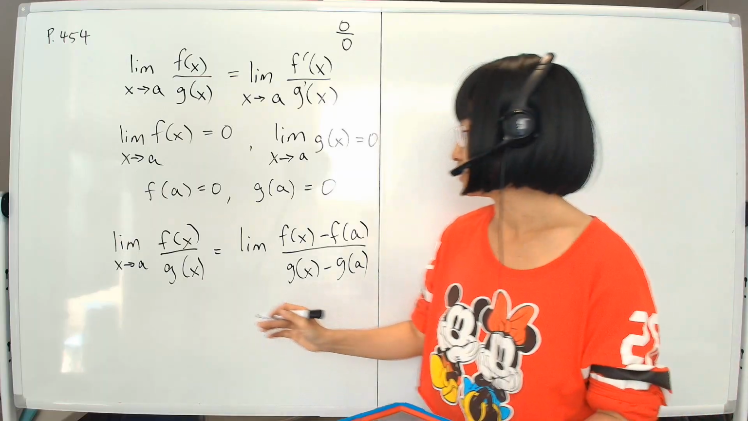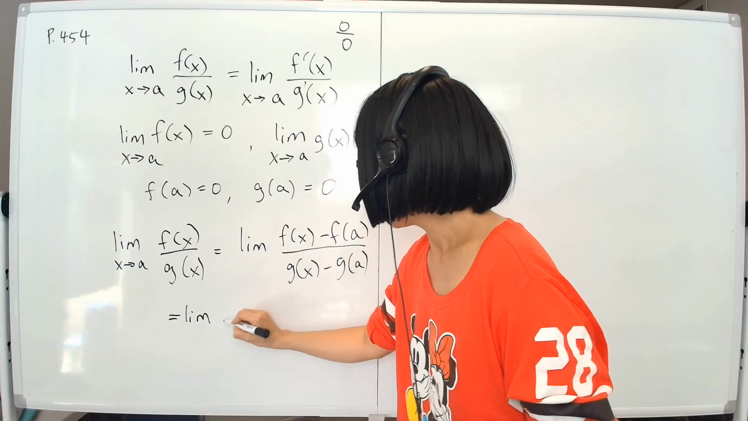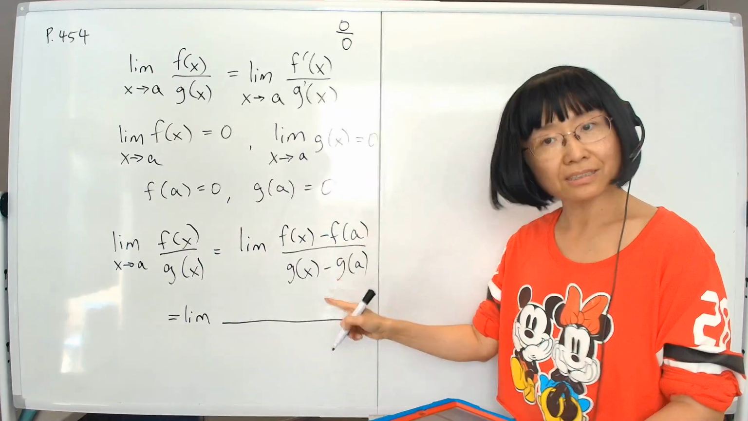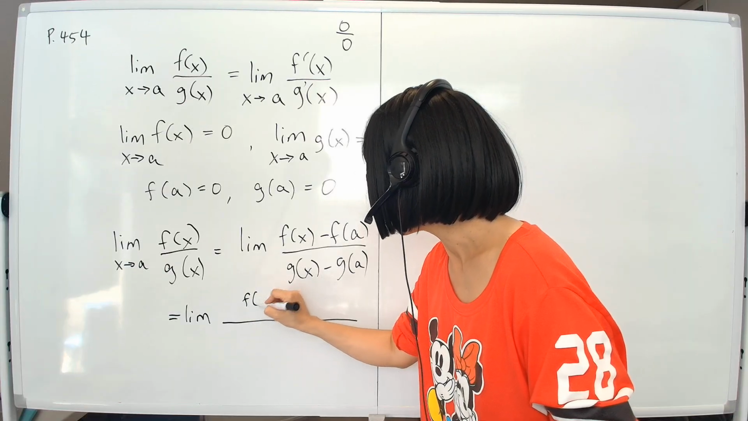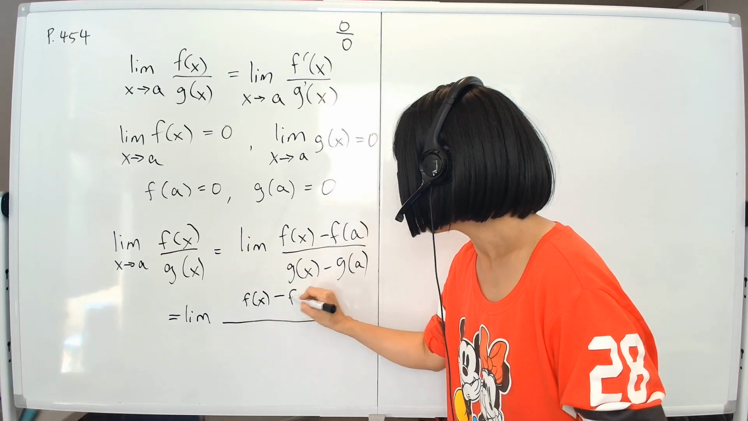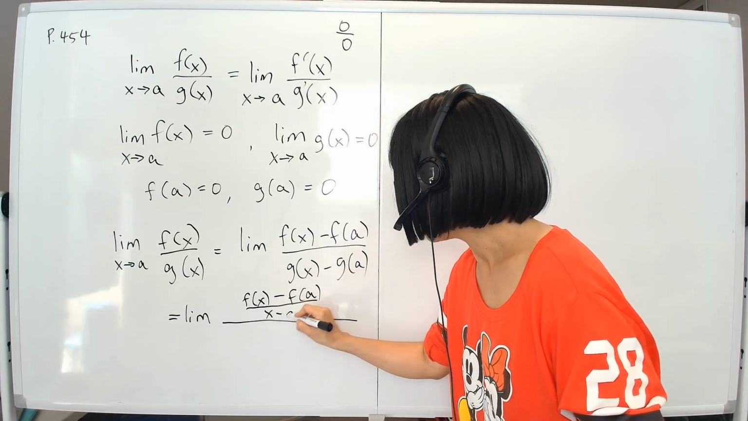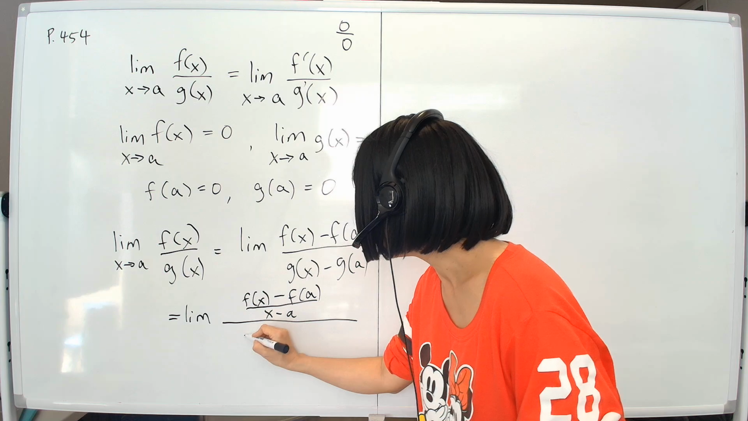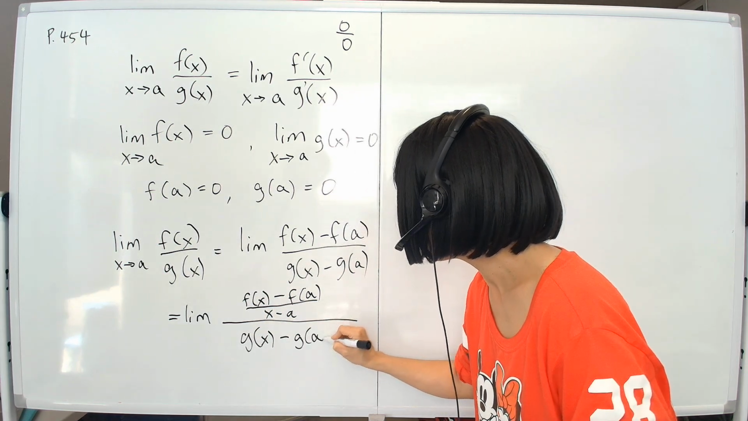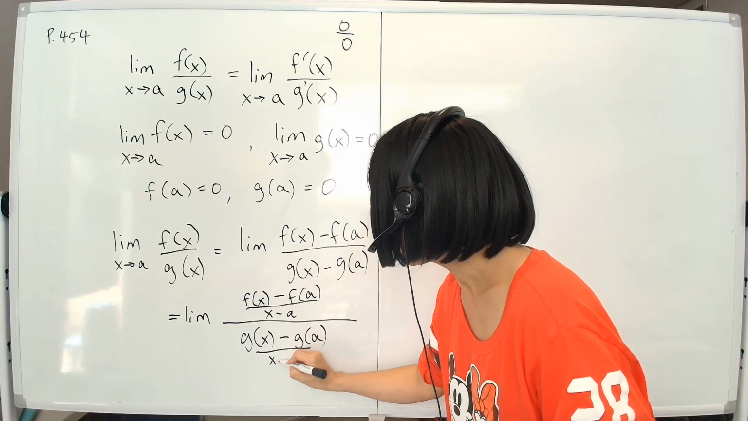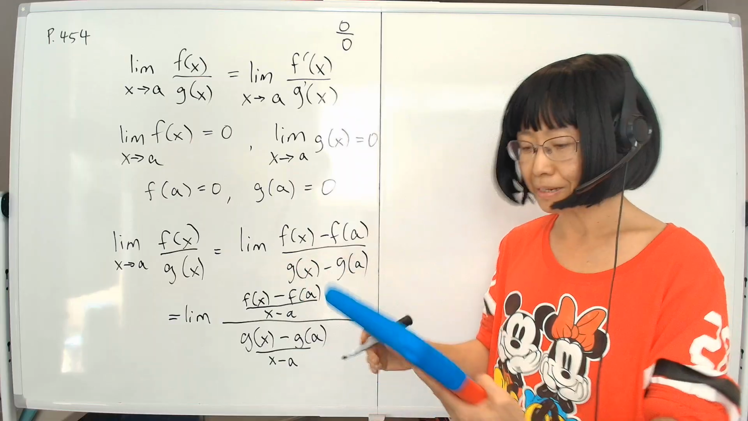The next thing we're going to do is something even nicer: we will divide the numerator and denominator each by x minus a. It's quite a bit to write down, but the concept is actually very plain. We'll divide everything by x minus a, so there's g of x minus g of a divided by x minus a. All right, so far so good. We're dividing both things by x minus a.